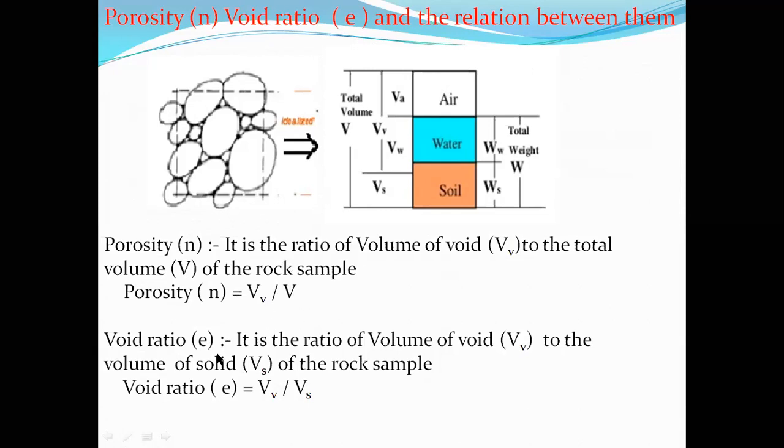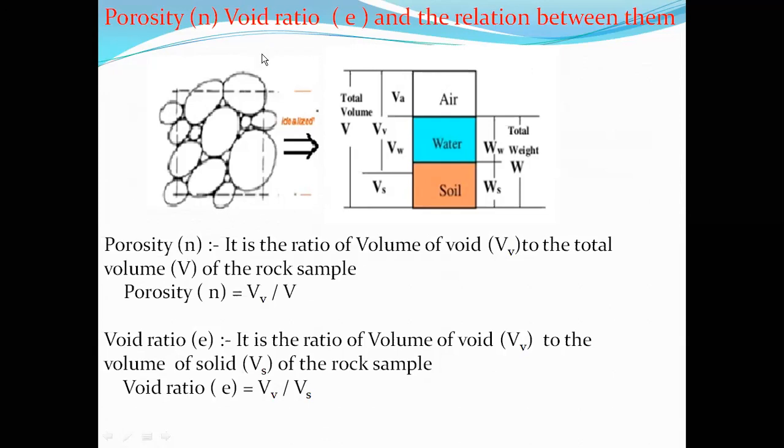Next, the void ratio e. It is the ratio of the volume of void, the numerator is the same, to the volume of solid of the sample. This is called the void ratio. I repeat, porosity, small n, is equal to volume of void by total volume, whereas the void ratio, small e, is equal to volume of void by volume of solid.